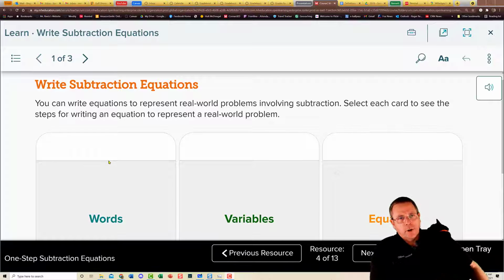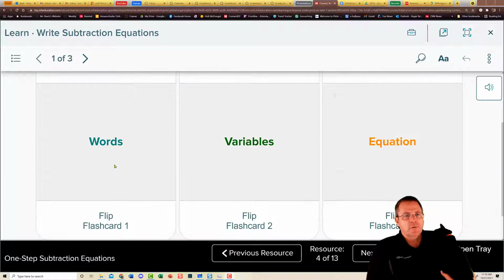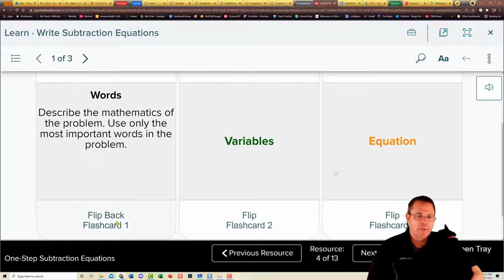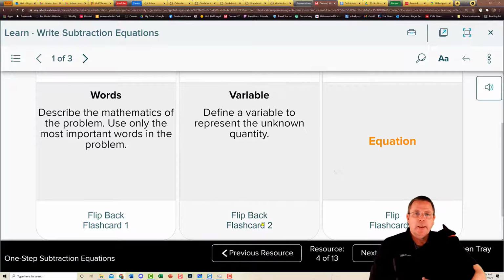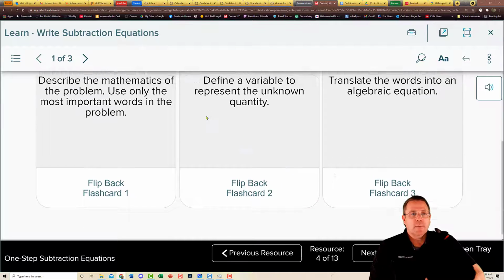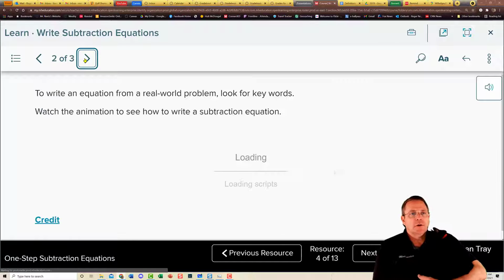You can write equations to represent real-world problems involving subtraction. And we're going to look at the different cards to see how all this works. First off, in words, describe the mathematics of the problem. Use only the most important words of the problem. This is all like we did when we were dealing with the addition ones. Next, variables. We're going to define the variable. Remember, you have to say what your variable represents. And then finally, you're going to translate all those words and variables into an algebraic equation. It's going to be really simple to do, just like yesterday's was.